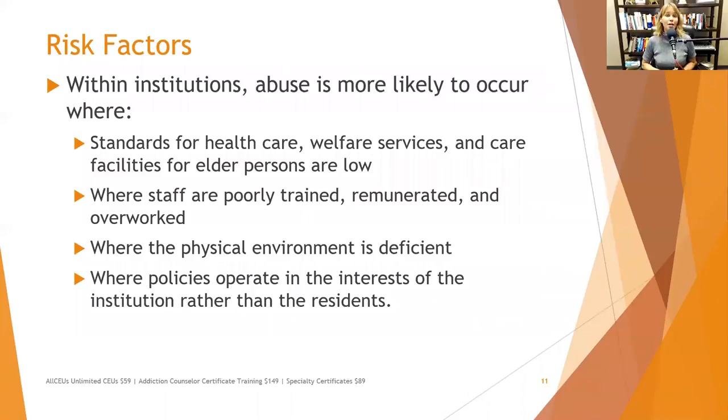If the physical environment is deficient, so ideally we want to look around for signs that there are not things there for stimulation, social stimulation, mental stimulation, the ability for people to get up and walk around, or where policies operate in the interest of the institution rather than the residents. You're not going to see this in accredited facilities. You're really not. But in facilities that are not accredited, it can happen. So we want to make sure that all of the rules and regulations are really there to enhance the life of the resident.